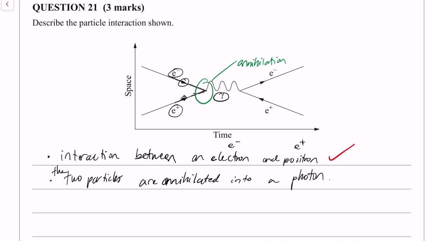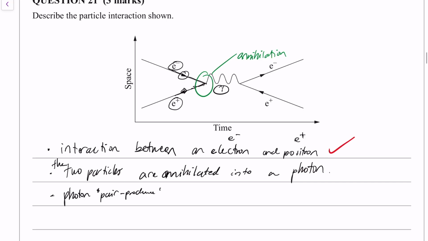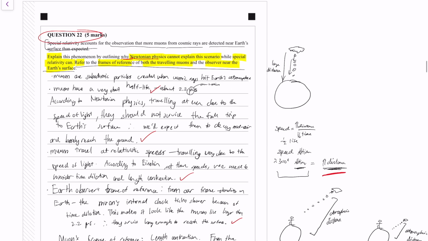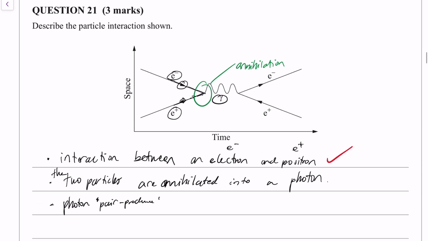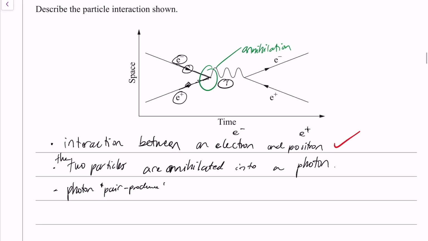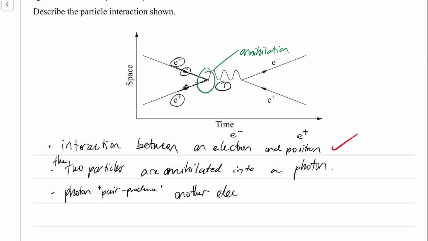And then the photon will therefore pair produce, which is a special term that you are required to know in the standard model. Sorry, I think I might have said special relativity. This is not special relativity, my bad. But the standard model, photon pair produce another electron and positron. Boom, that's it. Okay, 3 marks there.